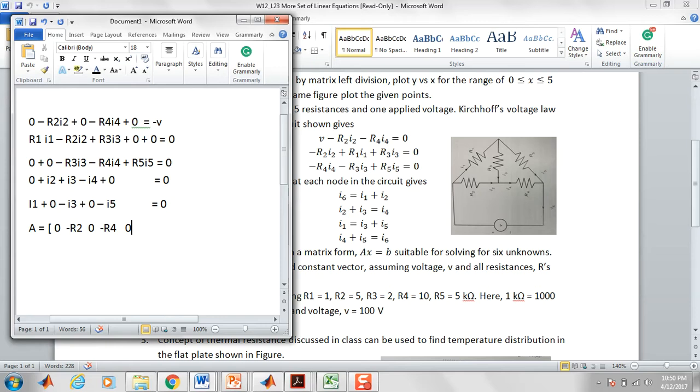So these are the first equations. And then I will have my second equation, which is I1 has R1, so I'm going to write R1, and I have minus R2, and then I have R3, which is the coefficient of I3, then no R4, which is 0, and no R5, no I5, so 0. So those are 5 numbers. So I1, I2, I3, no I4, no I5.